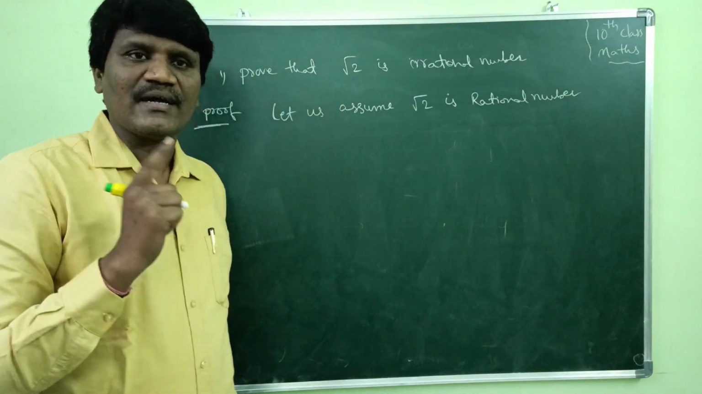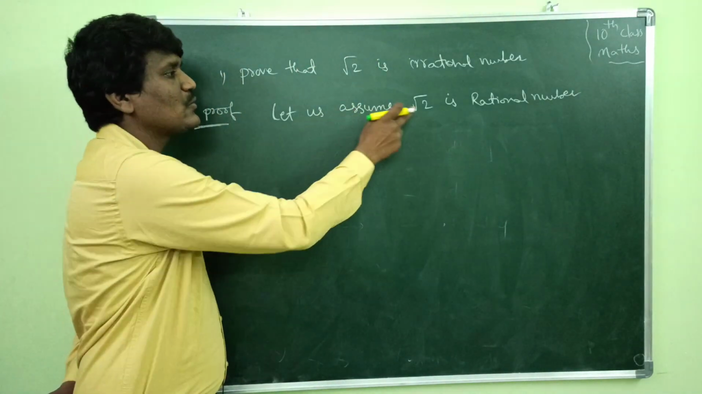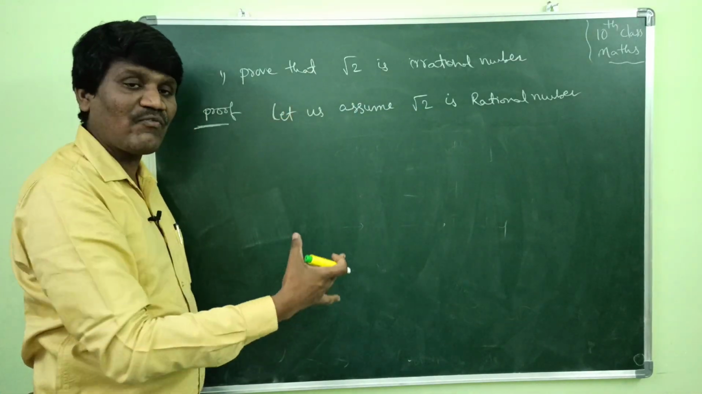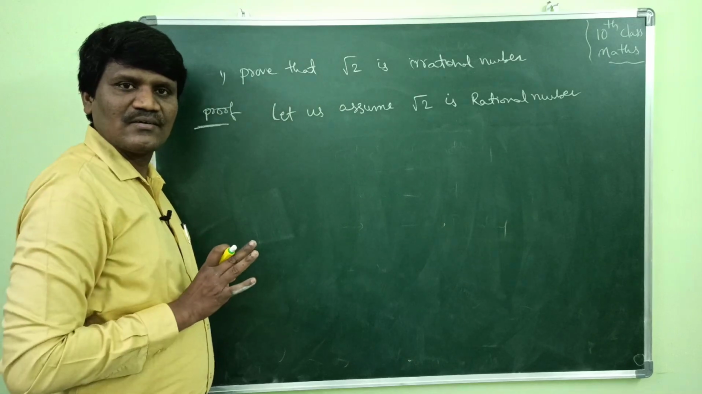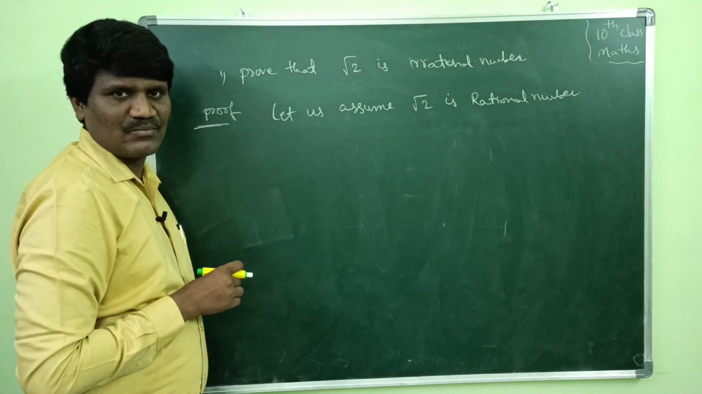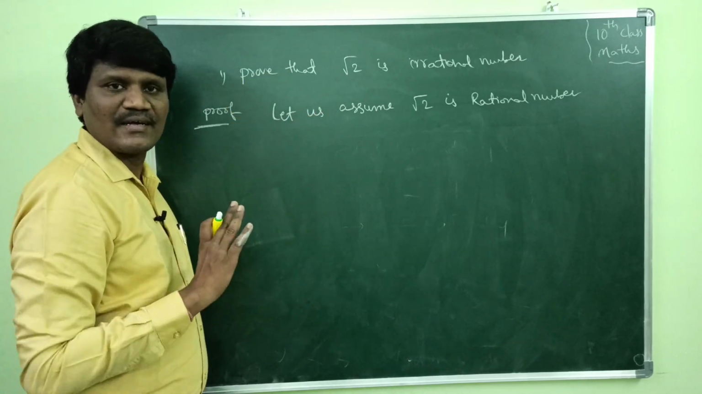Root 2 is a rational number. I have to prove root 2 is an irrational number. I am assuming root 2 is a rational number. I will do some process and somewhere I'll find that this is a mistake. Why has this mistake come? Because I assumed root 2 is a rational number. So I can say that root 2 is not a rational number.